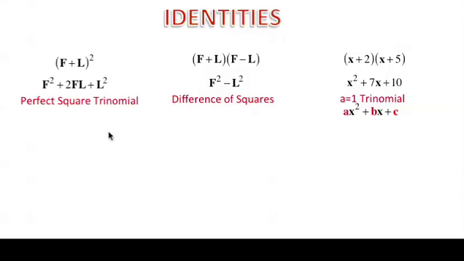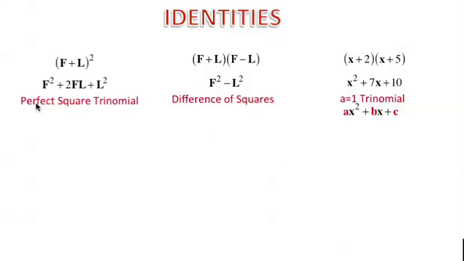Now let's look at how we would use these things to factor. Let's look at some examples. We have 25x squared plus 40x plus 16. Is it a perfect square trinomial? Well, the first term is a perfect square, just like up here. The last term is a perfect square: 25x times 25x is 25x squared, and 4 times 4 is 16. Now, is the middle term 2 times the first times the last?